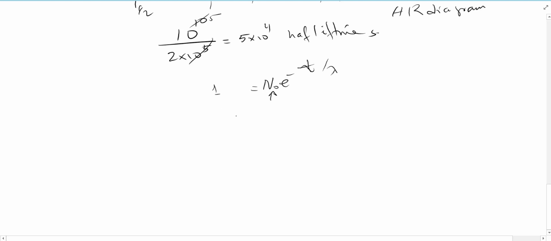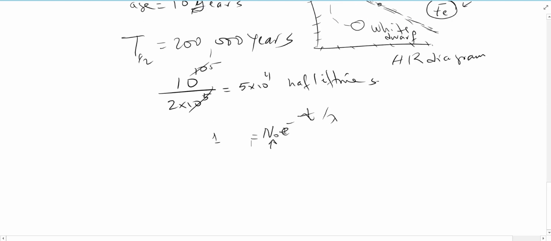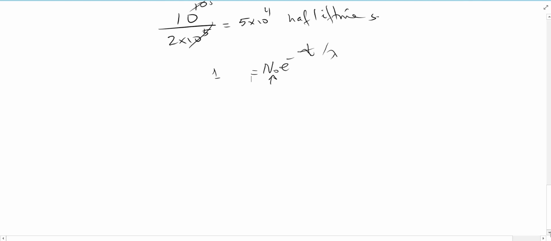And at some point we're going to find the 1 in here, and we're given lambda. Since we have the half-life, we can compute lambda from it. We have t, and lambda is related to that number. So we're going to find N naught, and it will turn out to be a huge number. As a matter of fact, it is of the order of 10 to the power 15,000.